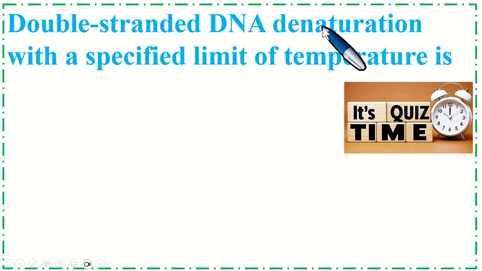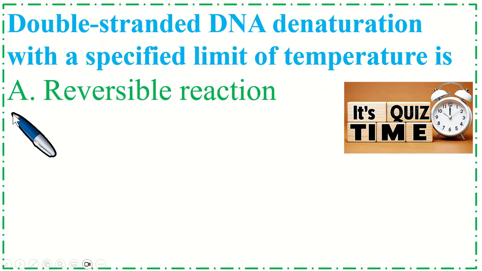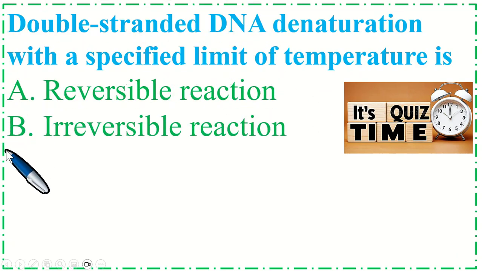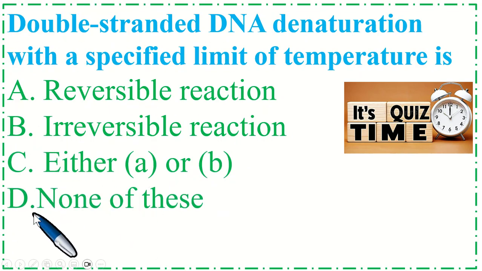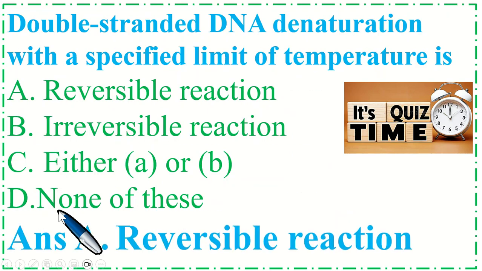Double stranded DNA denaturation with a specified limit of temperature is option A reversible reaction, B irreversible reaction, C either A or B, and option D none of these. So the correct option is A, reversible reaction.